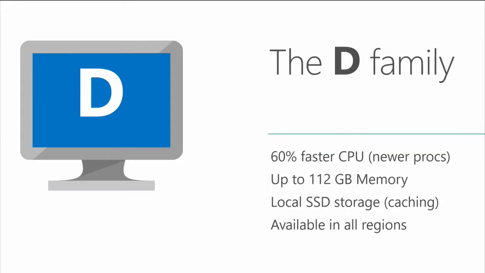The D series of machines is about 60% faster than the A series, with newer CPUs and larger amounts of memory. You can run up to 112 gigabytes of memory. They have the local SSD that enables you to use it for your own workloads or for caching, and the D series machines are now available in all of the Azure regions.